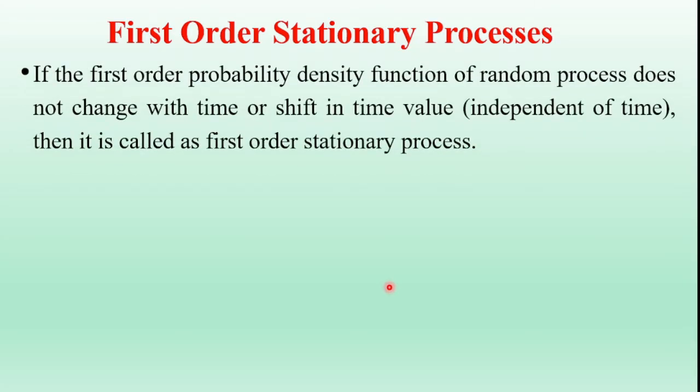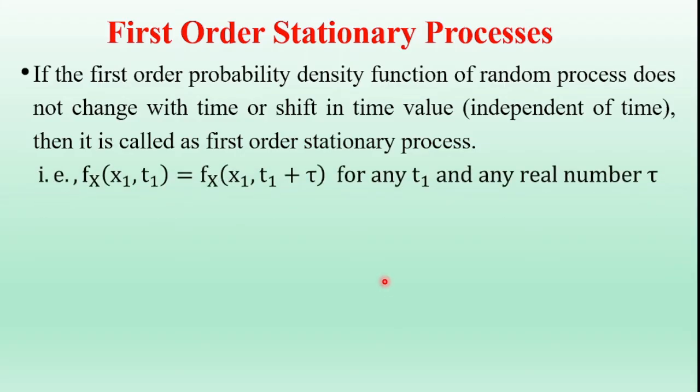First, we are going to discuss the first order stationary random process. And what is a first order stationary random process and what is its mathematical expression? If the first order probability density function of the random process does not change with a shift in time origin, that is, it is independent of time, then it is called a first order stationary random process. Mathematically, fx of x1 comma t1 is equal to fx of x1 comma t1 plus tau for any t1 and any real number tau.